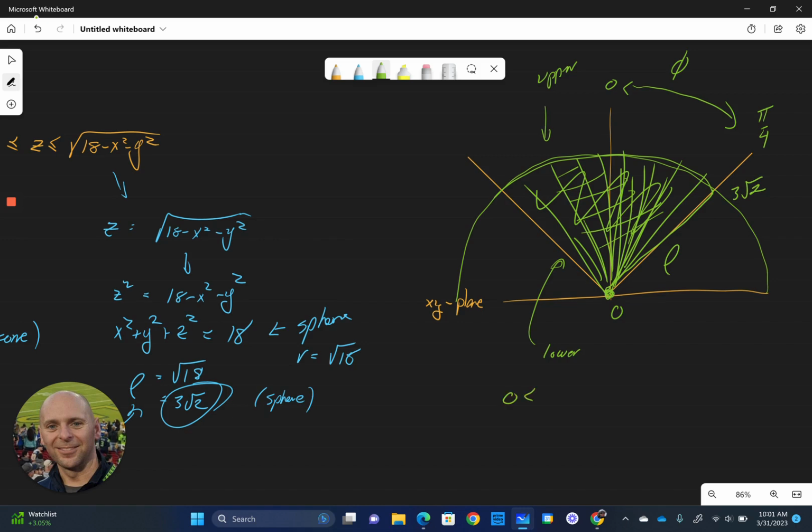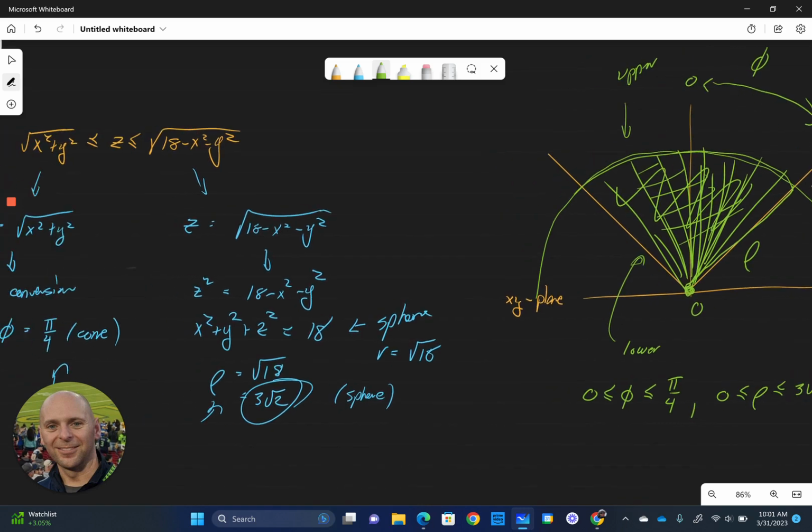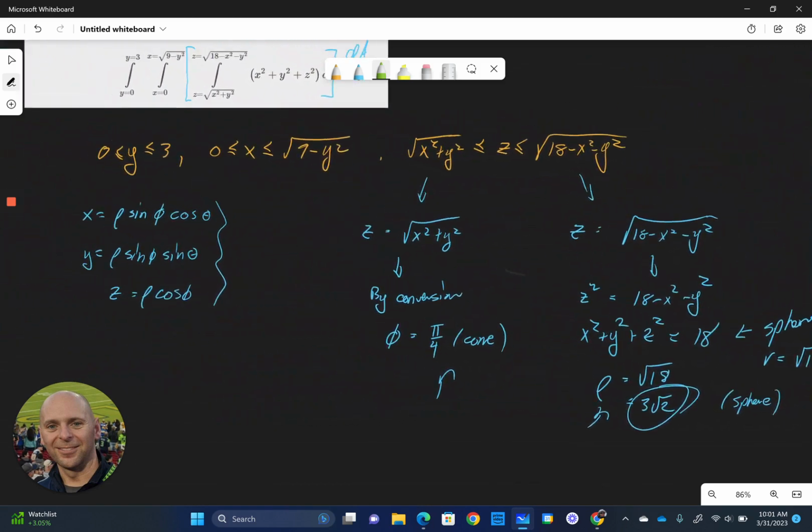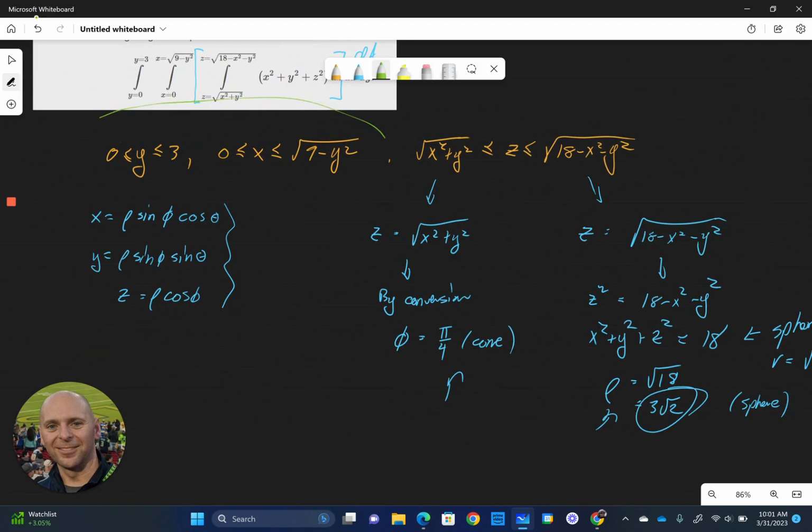So 0 is less than or equal to phi, which is less than or equal to pi over 4. And we've got rho going from 0 to 3 root 2. So we've got two of our three bounds. We still need to know what the range of values is for theta. So we get that by looking back here at these two requirements.